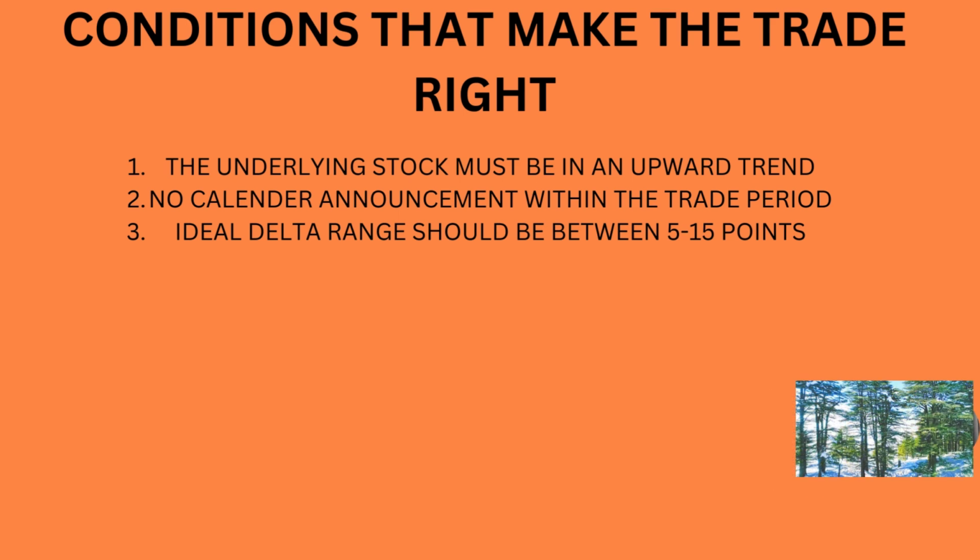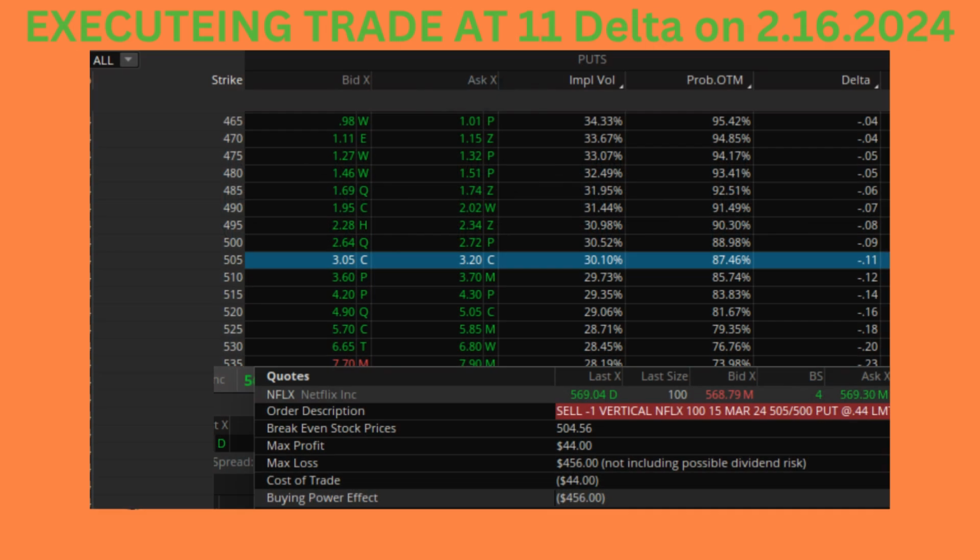And thirdly, we're going to identify the delta range of between 15 and 5 points, or if you want to put it the other way, 5 to 15 points. That is ideal to generate huge probability of success.